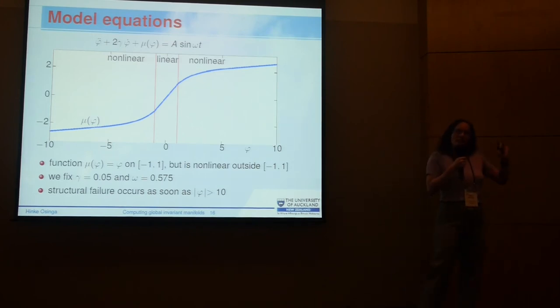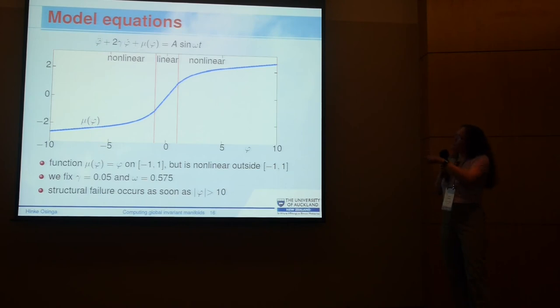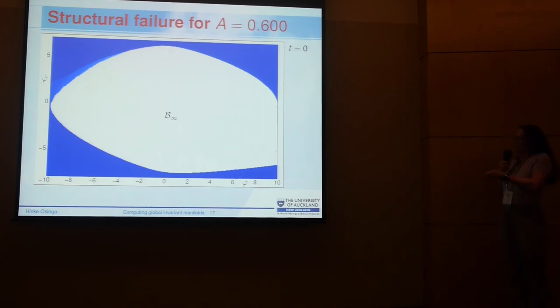And the structural failure occurs when the total rocking angle phi is larger than 10 or less than minus 10. Now, there are two parameters here. I have a gamma that would be damping here, and then I fix my frequency of the earthquake at just some number. And we're going to look at A initially 0.6. So I really should hurry up now.